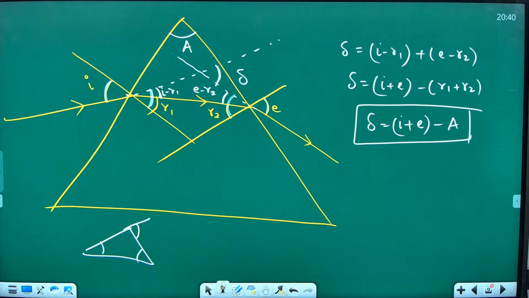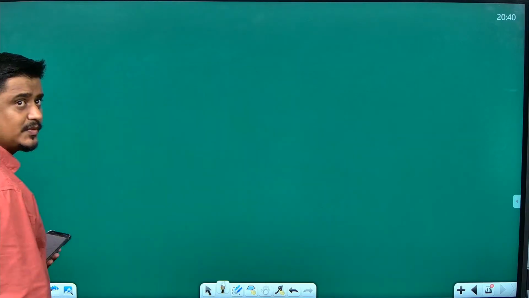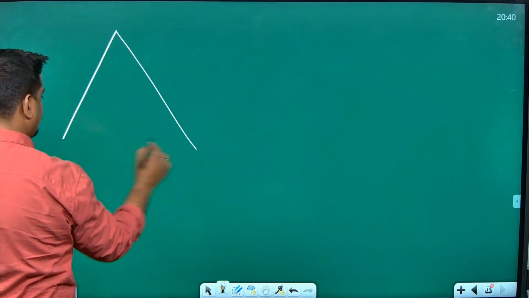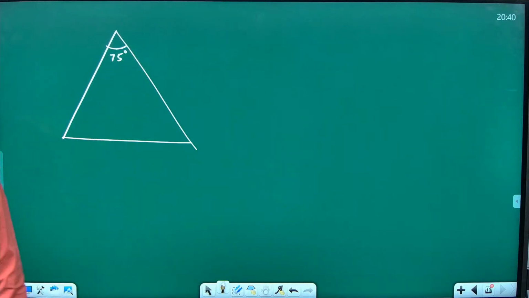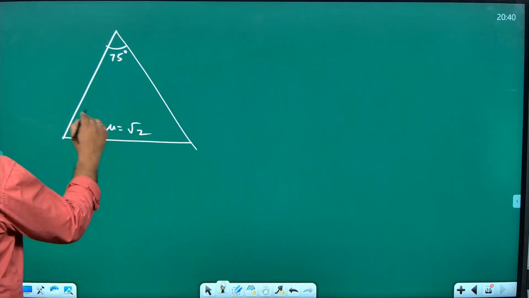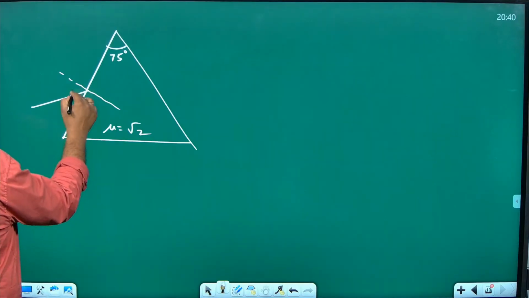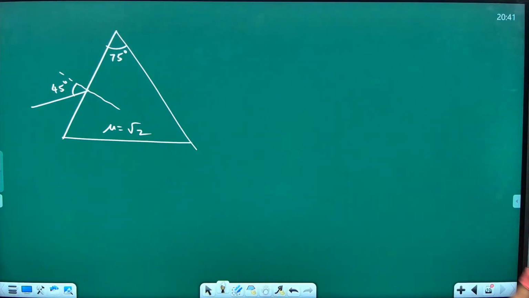Shall I give a question now? Okay, please. Take the question. Be alert now, okay? Okay. 75 degree. Refractive index √2. 45 degree. Complete the path of the ray. Once again, complete the path of the ray.